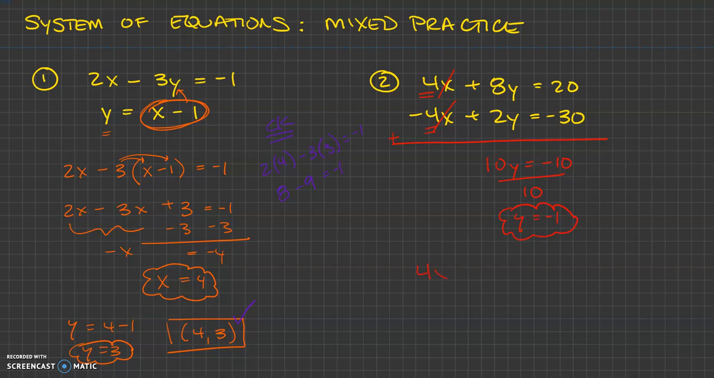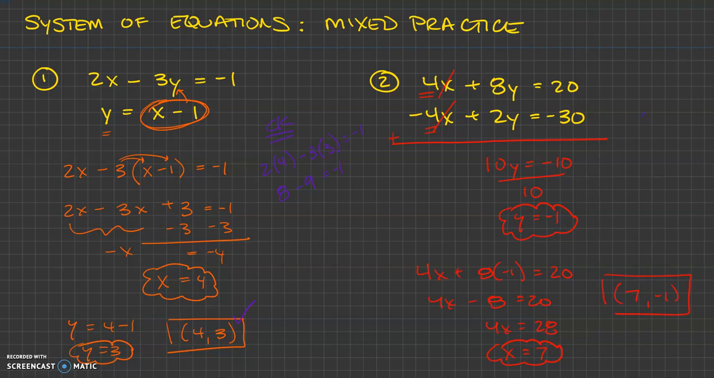So let's do 4x plus 8 times negative 1 equals 20. That's going to be 4x minus 8 equals 20. Going to add 8 to both sides and get 4x equals 28. Divide both sides by 4 and get x equals 7. So the solution to this system is 7 and negative 1.